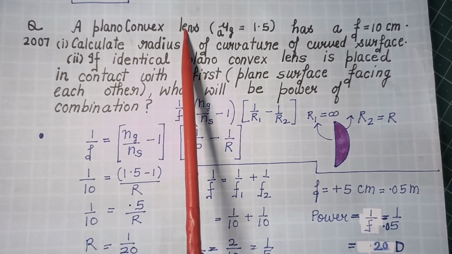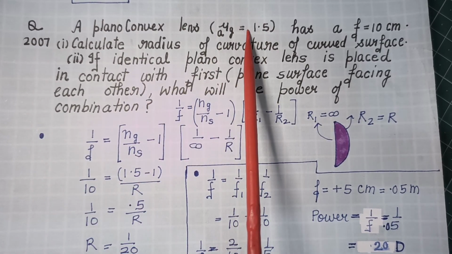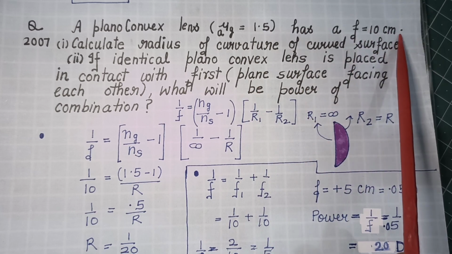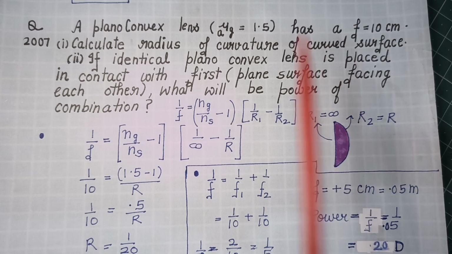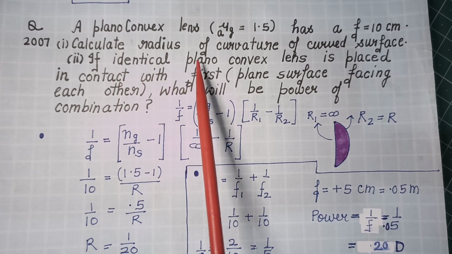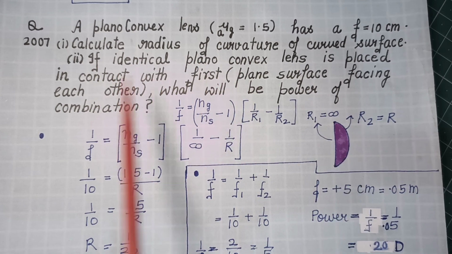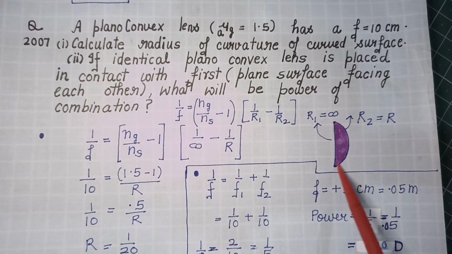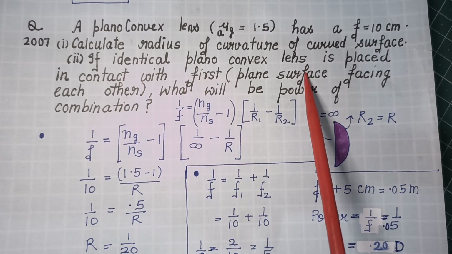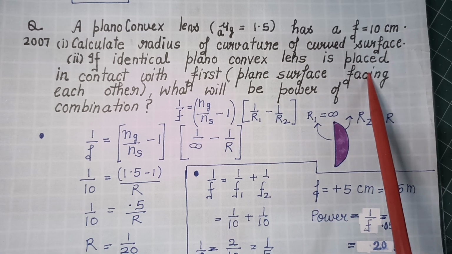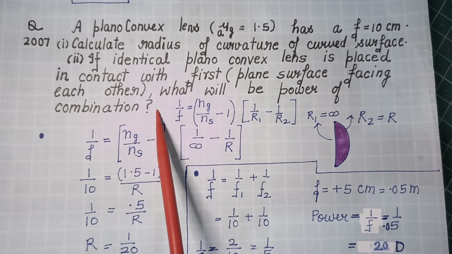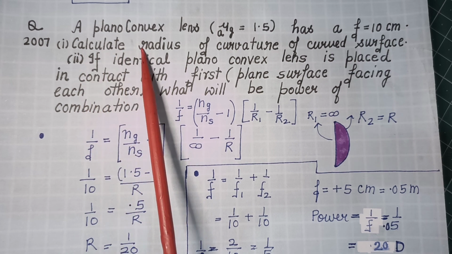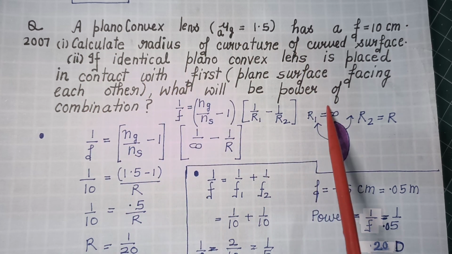A plano-convex lens, refractive index 1.5, has a focal length 10 centimeter. Calculate radius of curvature of the curved surface. This is the first part. If an identical plano-convex lens is placed in contact with this first lens and the plane surface of the second lens is facing the plane surface of this lens, then what will be the power of the combination? So let us come to the first question, the radius of curvature of the curved surface.